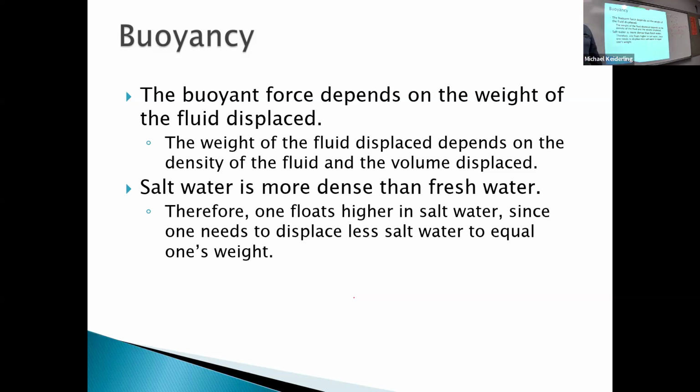So in salt water you float higher out of the water because salt water is more dense than fresh water. You float higher in salt water because you need to displace less water to equal your weight. If you go somewhere with really salty water, like the Dead Sea or certain other inland seas that have extremely salty water, much saltier than seawater, I think Salt Lake might be like that, I'm not certain, you float significantly higher, and it's a really strange experience.